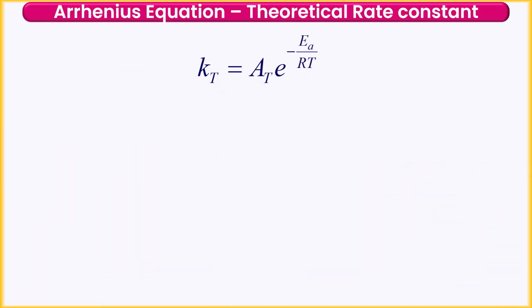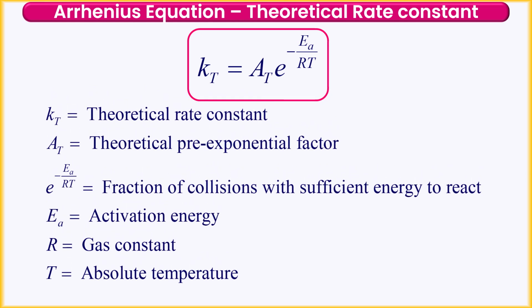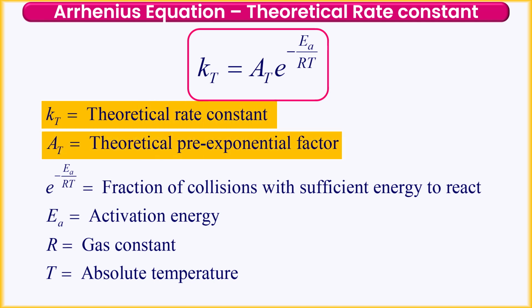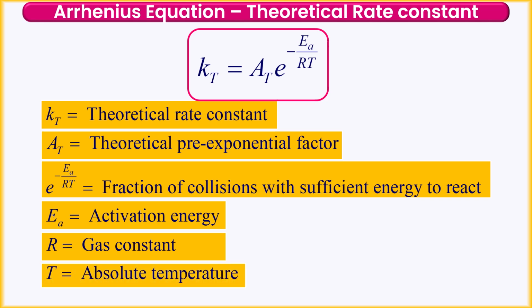The theoretical rate constant for a reaction based on the principles of collision theory can be described using the Arrhenius equation given by k_t is equal to A_t into e power minus Ea by RT, where k_t is the theoretical rate constant and A_t is the theoretical pre-exponential factor. e power minus Ea by RT is the fraction of collisions with sufficient energy to react, and Ea is activation energy, R is gas constant, and T is absolute temperature.